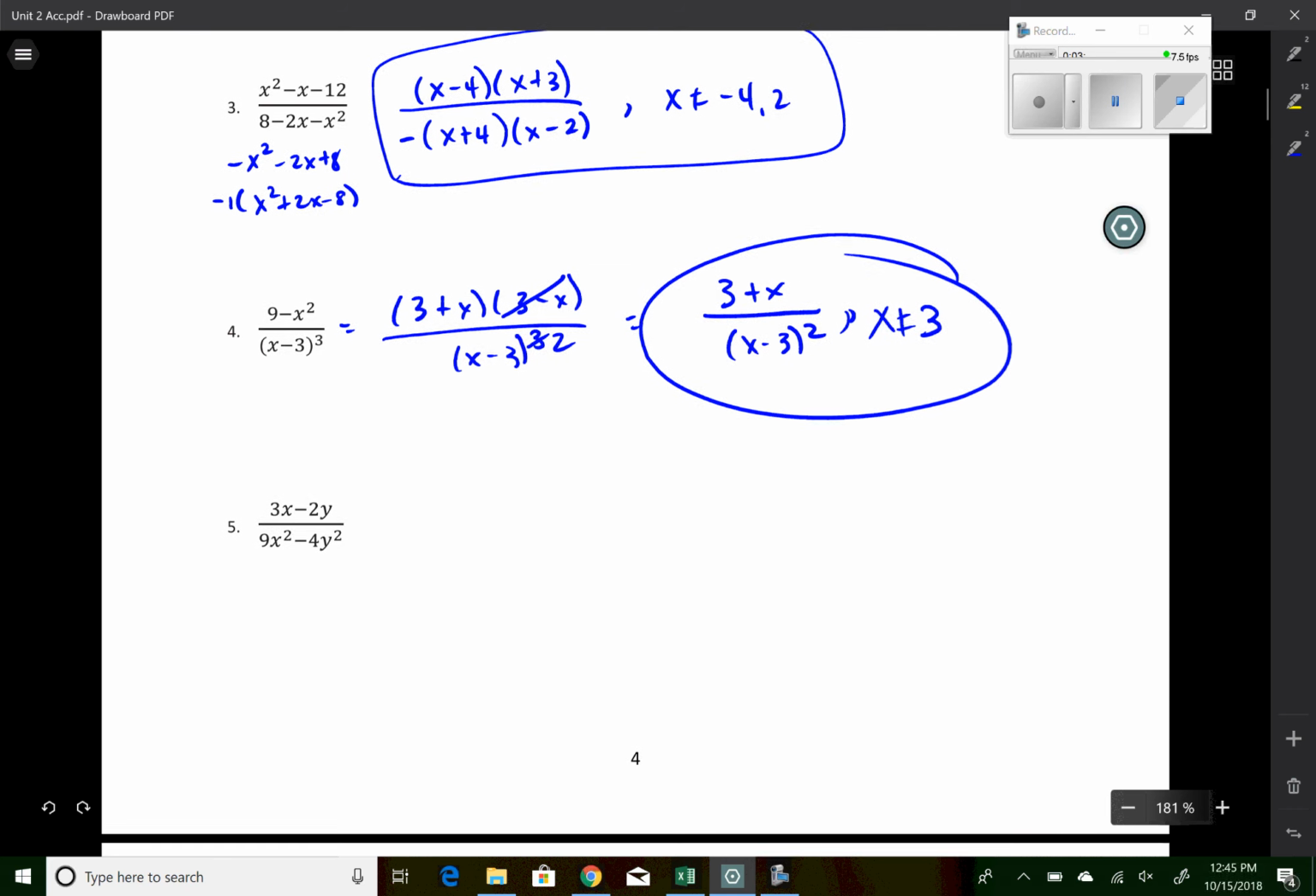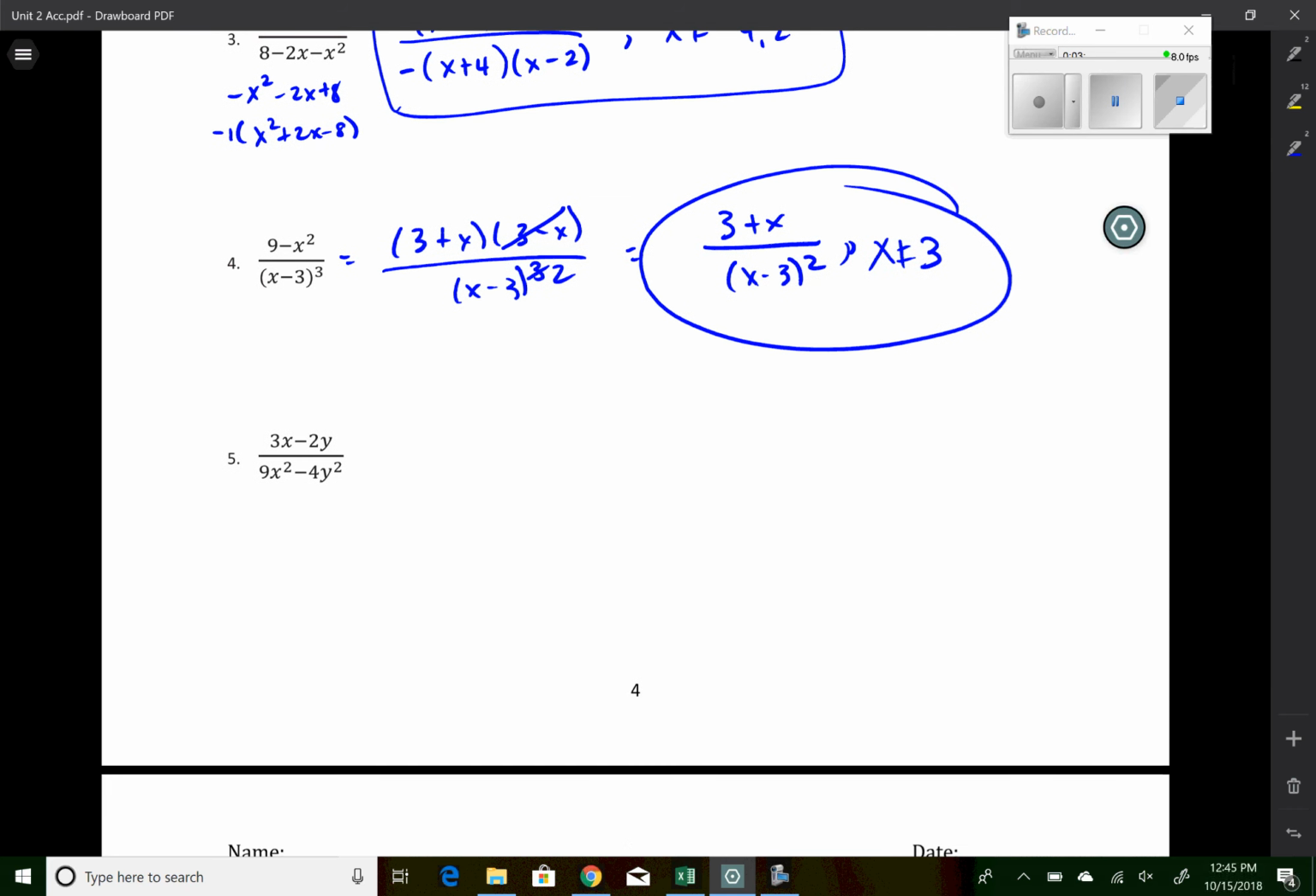Last one, nice and short homework assignment tonight. Hopefully you guys enjoyed that. So in the numerator, nothing can be factored or combined. In the denominator, I can factor that, difference of two squares. That is reduced to a 1. I get 1 over 3x plus 2y.